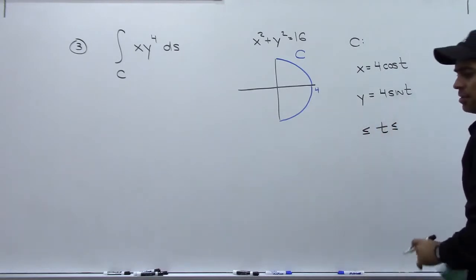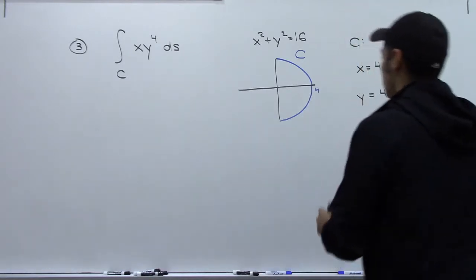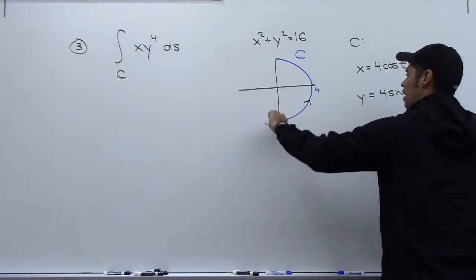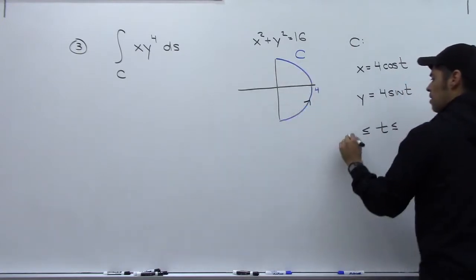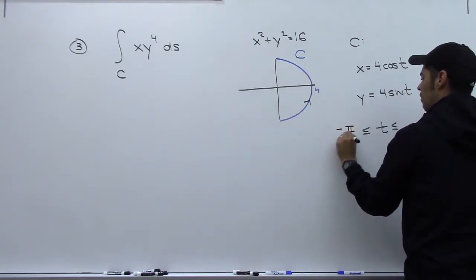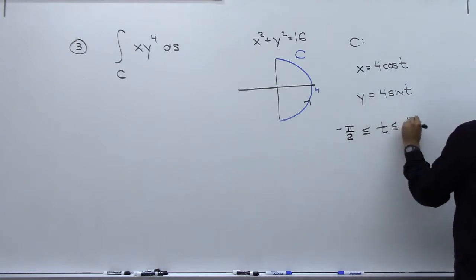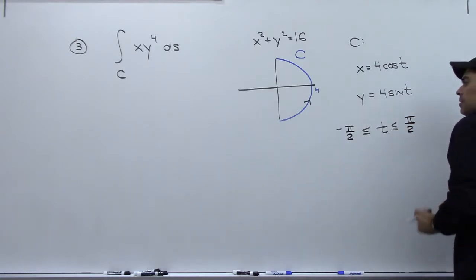Well, I want to draw this circle only the right half. So I'm going to try and draw it like this. So what I'll do is start at negative pi over 2 and go to pi over 2. So let's just double check.